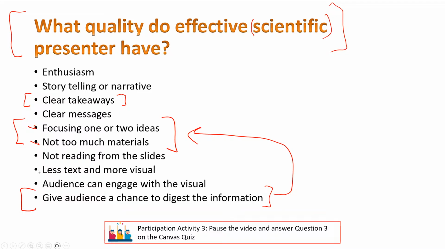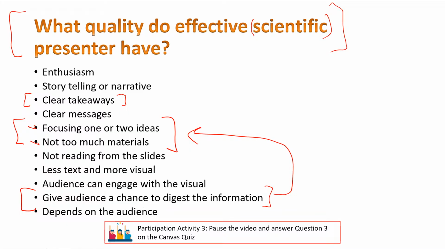These are the universal qualities of an effective scientific presenter, and that is basically what we will be learning in this lesson. I will show you in this lesson how you can achieve this with the two audience-centric techniques that I just mentioned. And depend on the audience.